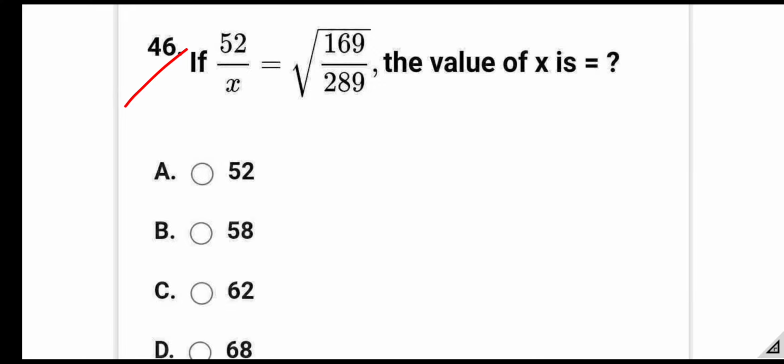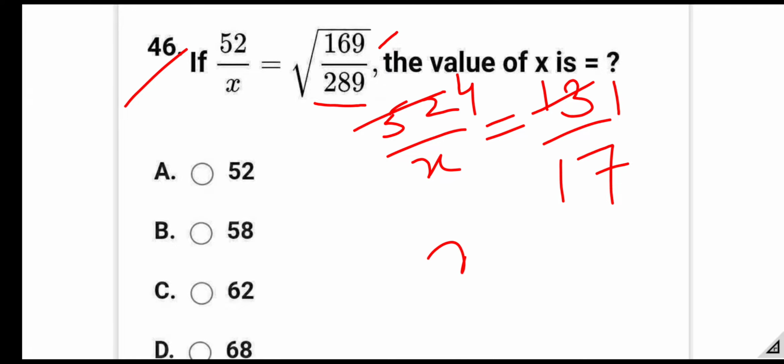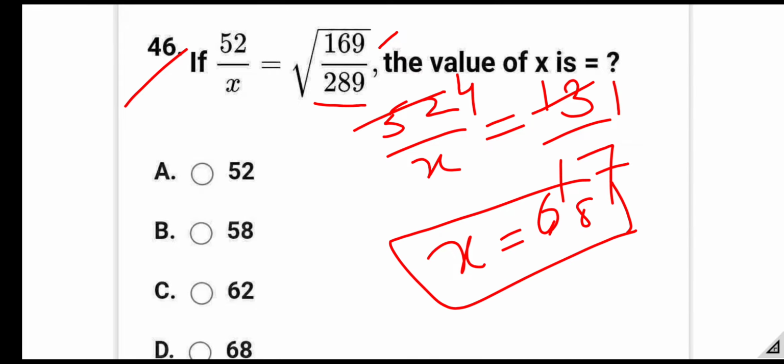Next, if 52 by x is equal to under root 169 divided by 289, the value of x is. Now by solving this, 52 by x is equal to, now square root of 169 is equal to 13 and square root of 289 is equal to 17. Now by simplifying, 13 ones are 13 and 13 fours are 52. Now by cross multiplying, x is equal to 68. So D option is the right option.